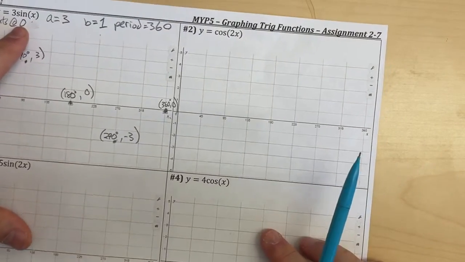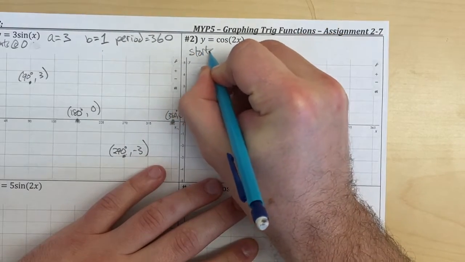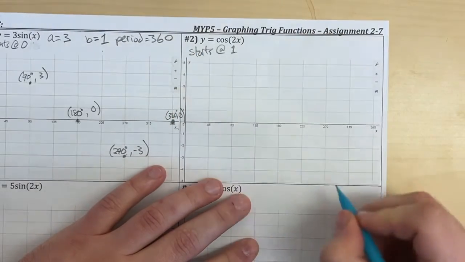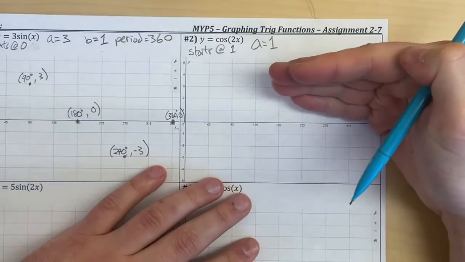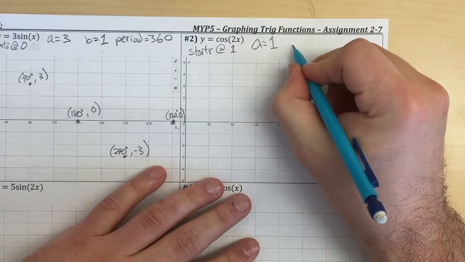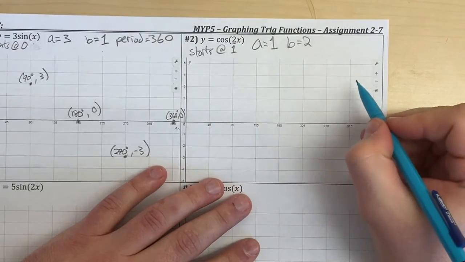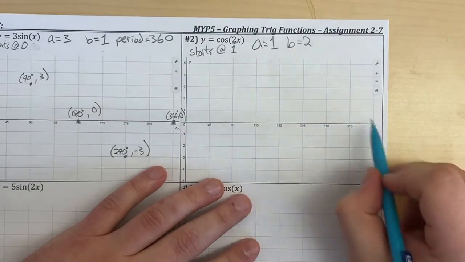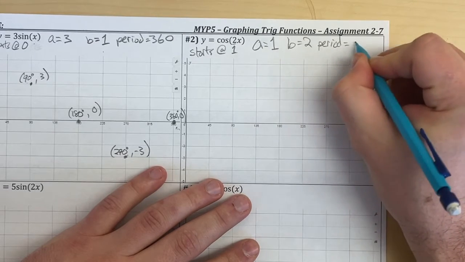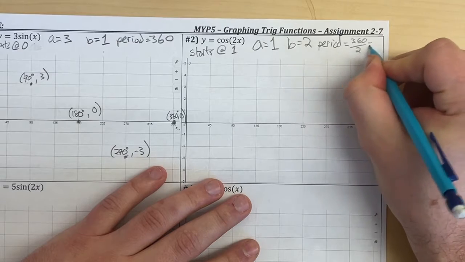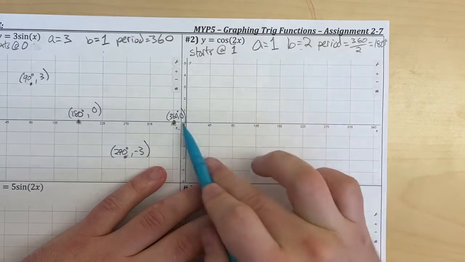In number 2, I have cosine of 2x, and so cosine starts at 1. All right, my amplitude for this one is going to be equal to 1, so I go up to 1, I go down to -1. My value of B is going to be 2, since it's attached to that variable x, which is our independent variable. And so that means our period for this is going to be 360 divided by 2, which is equal to 180. So that means that I'm going to have 2 peaks from 0 to 360.